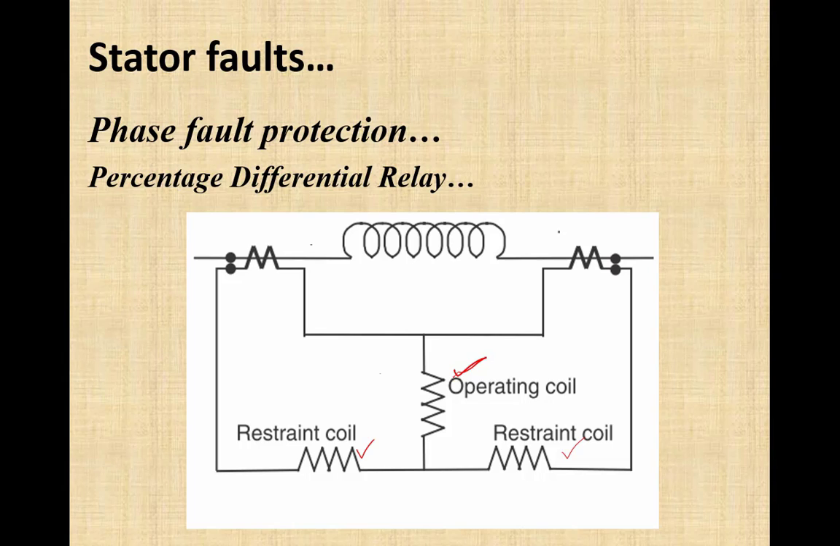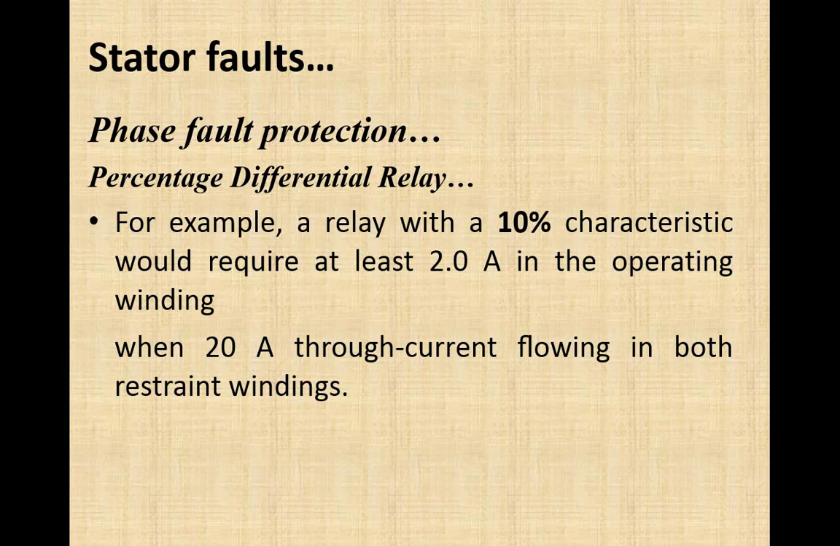Okay, now the sentence in previous slide, let's go back to there. Over here it means if retaining coil is carrying 20 ampere current and setting of the relay is 10%, then operating coil requires at least 2 ampere to cause a tripping of the relay. If current will be 2 ampere or higher, there would be a tripping. If current will be less than 2 ampere against 20 ampere of retaining coil, there will be no tripping at all. So this is a restraining action.